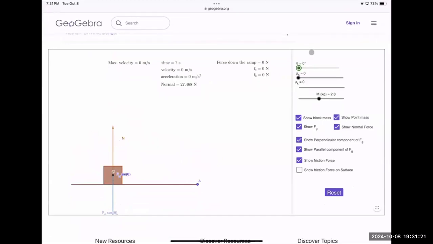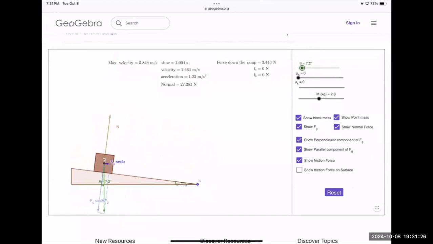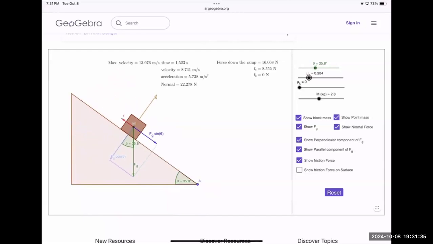Now if I change this angle, if I move this angle, as you can see, it's moving. Let me put some friction here so that it doesn't slide. I'll put in some friction.